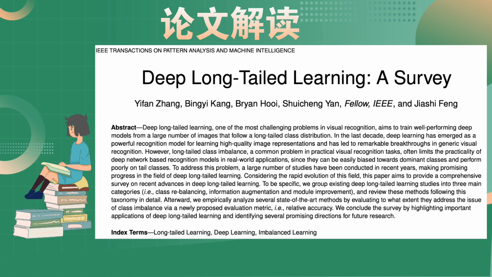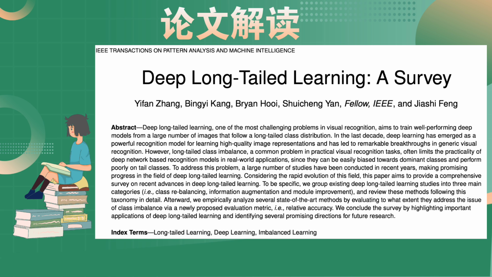Wow, okay. That's a huge range of techniques across rebalancing, augmentation, and module improvements. Now, how do we know if they're actually working well on the imbalance problem specifically? The survey mentioned a new metric. Yes, they propose something called relative accuracy. Then why not just use standard accuracy?